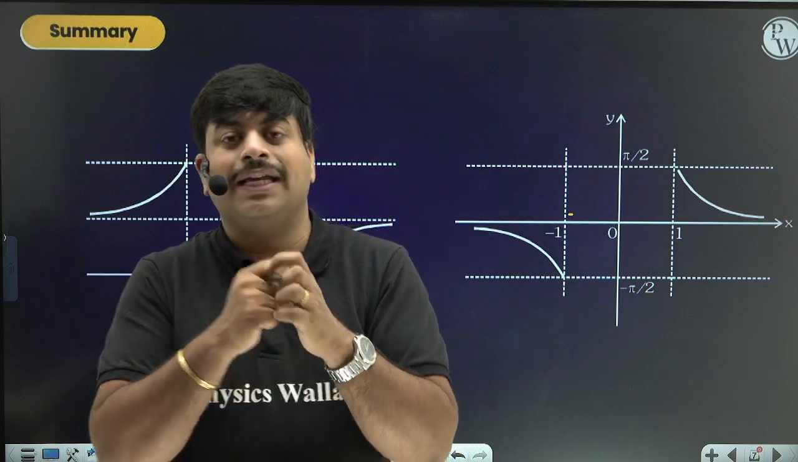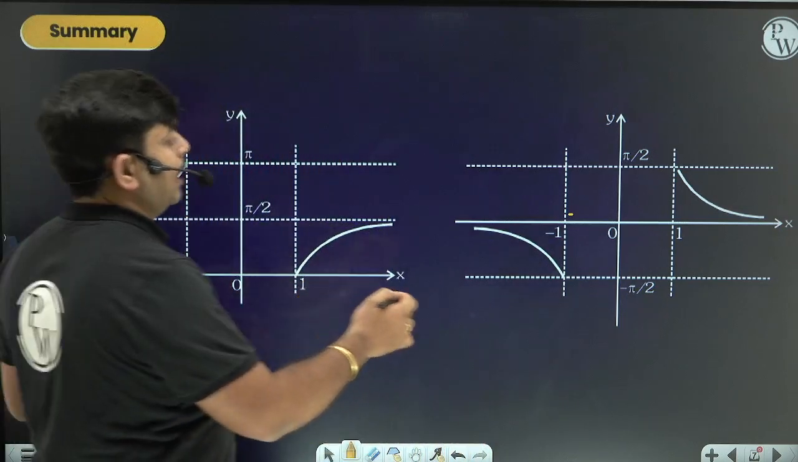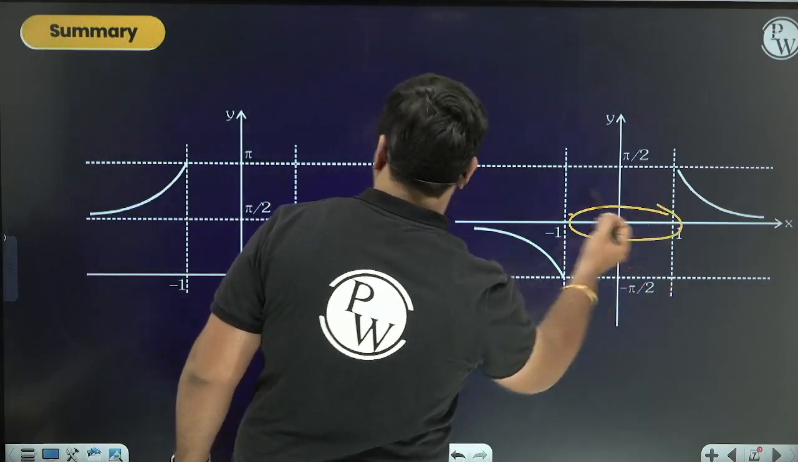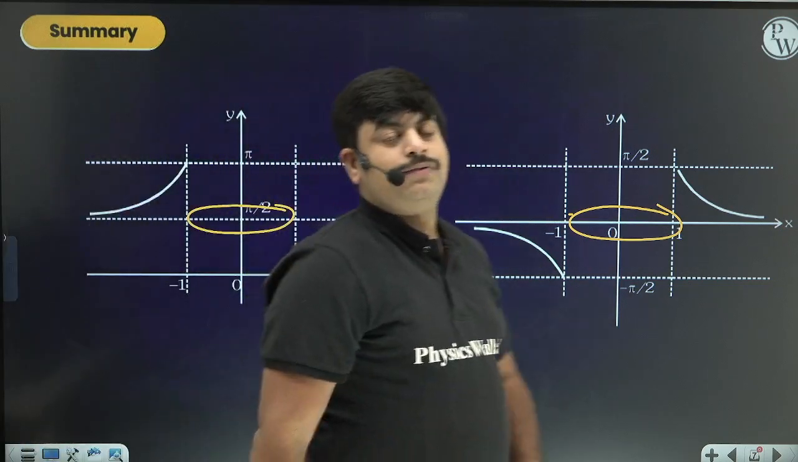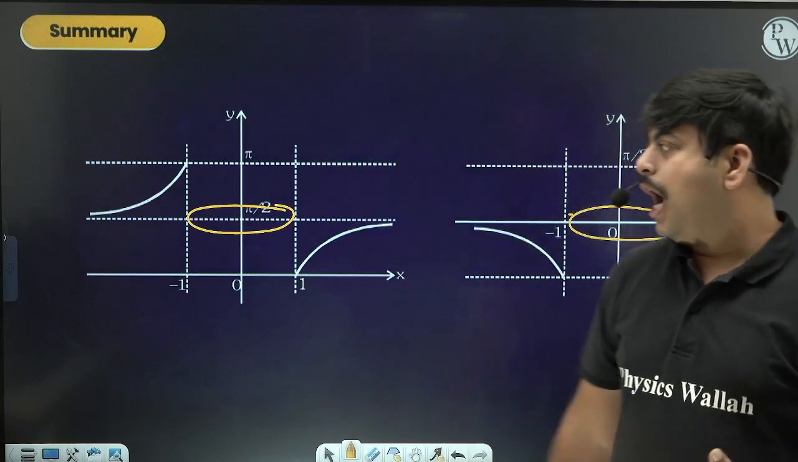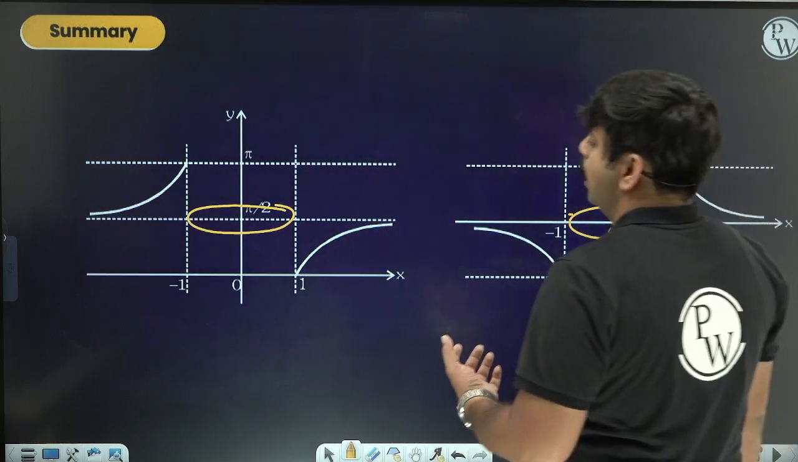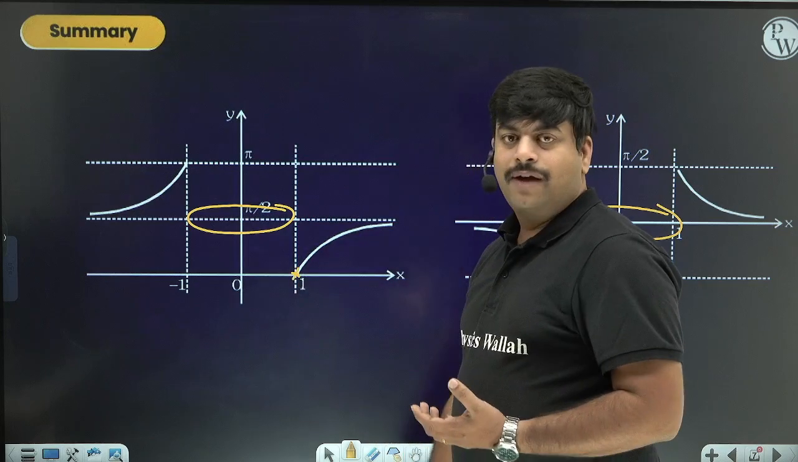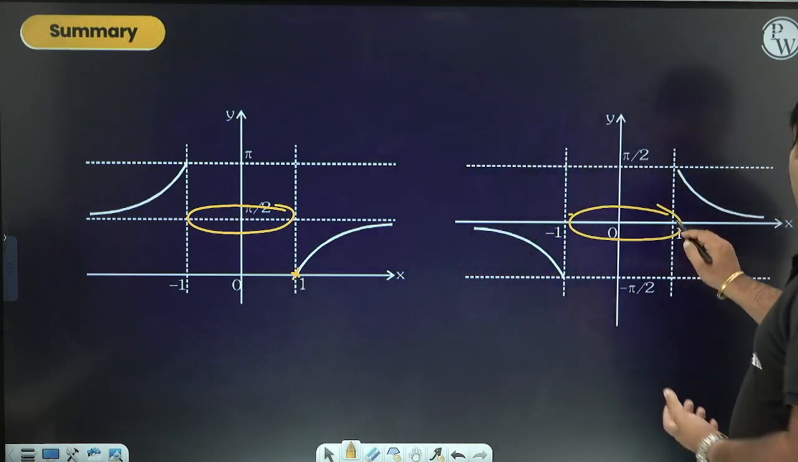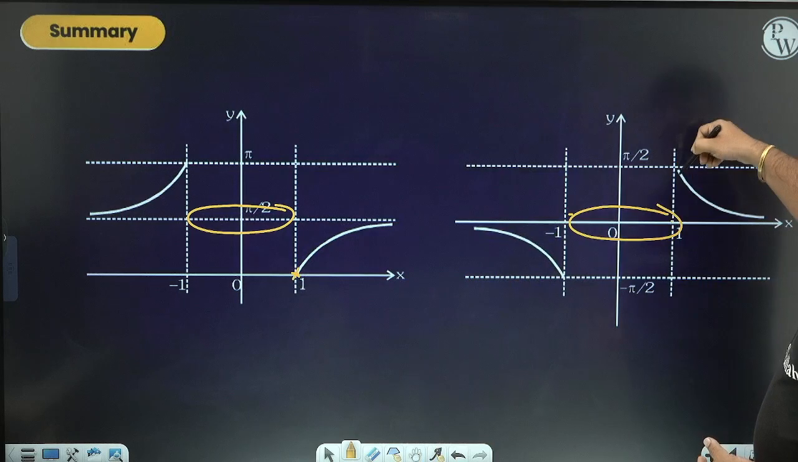In the same way for secant inverse x also, the domains should not include anything between minus 1 and 1. So in between minus 1 and 1, there will not be any graph. Now how to check that? See, at 1, the graph is near 0, but here, at 1, the graph is reaching some infinity.